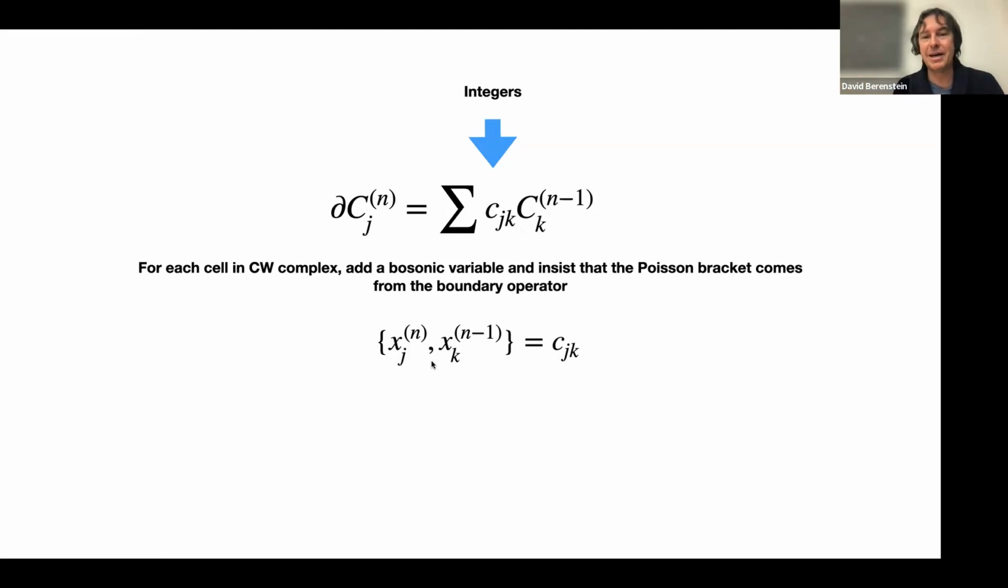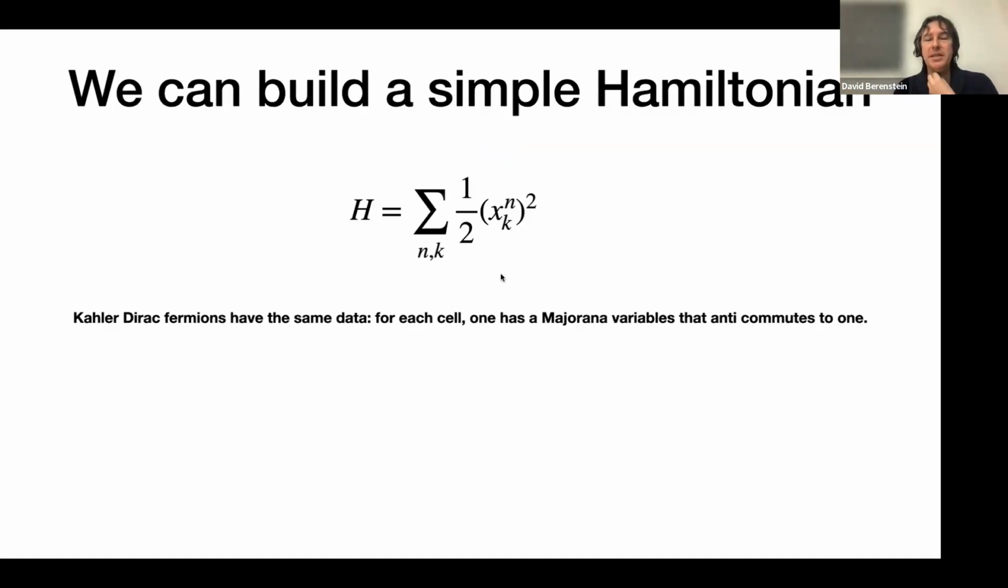Okay, so this is my idea. You put it together, you do this non-trivial statement, and then you can build a simple Hamiltonian, which is 1/2 of x_k squared. And then I'm going to say that these are my Kähler-Dirac bosons. So as I said, the Kähler-Dirac fermions have the same data for each cell. You have one Majorana variable that squares to 1.